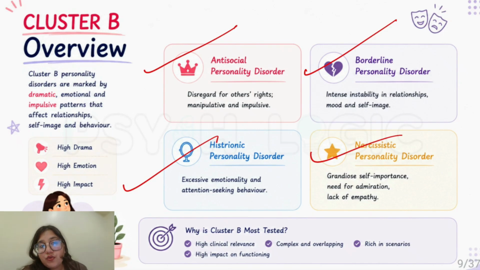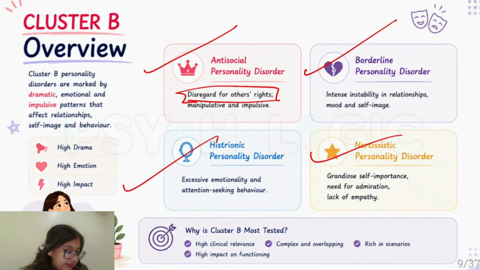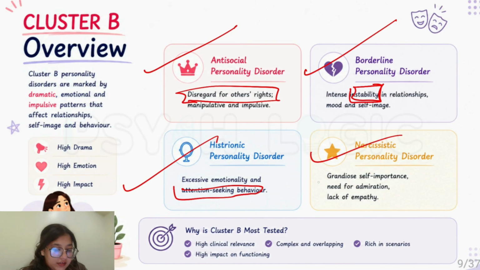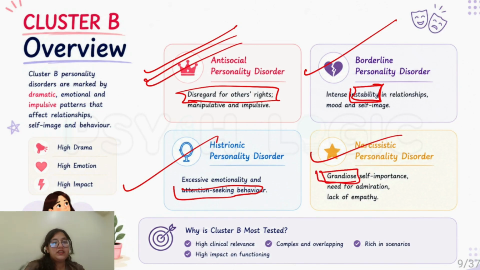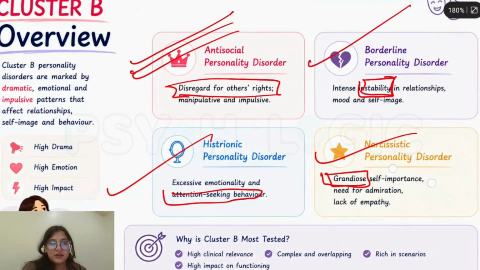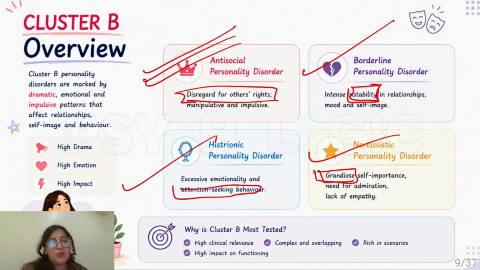Antisocial personality disorder, disregard for others' rights. Borderline personality disorder, instability. Histrionic personality disorder, I want attention. And narcissistic personality disorder is grandiosity. So the first person, antisocial, is saying rules do not apply to me. The second person, the borderline one, is saying please don't leave me. The third person, histrionic, is saying everyone look at me. And the fourth, narcissistic personality disorder, is saying I am better than everyone. So that is why this is called the dramatic emotional personality cluster.